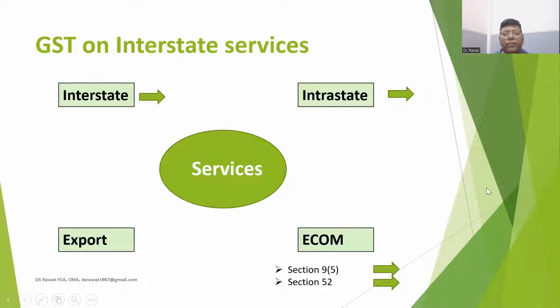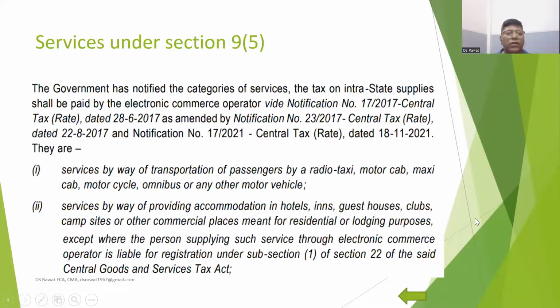Then we come to the e-com, electronic commerce operator. There are two types of services which can be provided through the e-com. One is services specified under section 9 subsection 5. We have to understand what are the services which have been specified under section 9 subsection 5. These services are transportation of passengers by radio taxi, motor cab, maxi cab, motorcycle, or any other motor vehicles. Second is services by way of providing accommodation in the hotel, inns, etc.